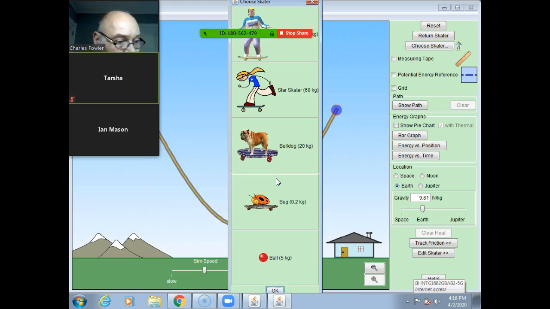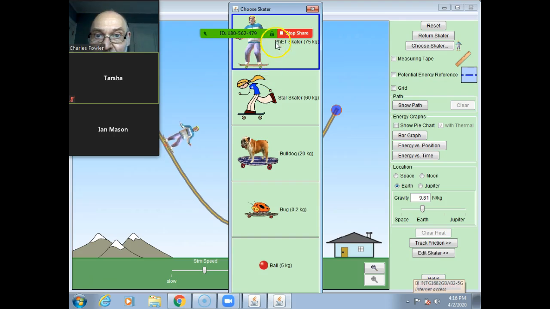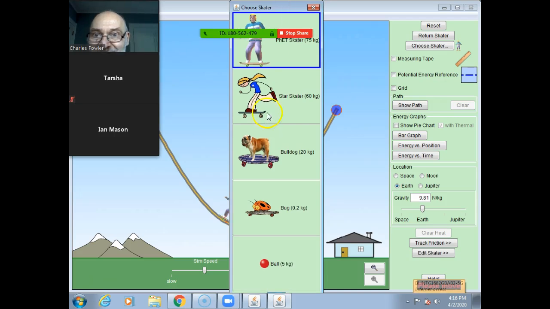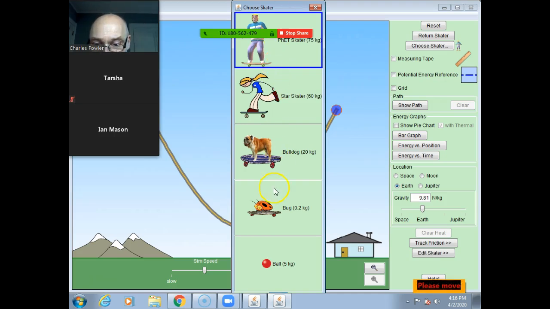When you choose it, you also record the skater's mass. So I'm going to go with this guy. And the trouble is, the print is in the way. There we go. Fat skater, 75 kilograms. Now, you don't have to choose him. That's just the one I'm going to choose. So that's what I would put in there, 75 kilograms. But when you choose him, put it in because you're not going to see it again. So I'm going to choose him. And now I've got to go back and hit OK. Trying to get to OK. Let's see if I can get to it now.